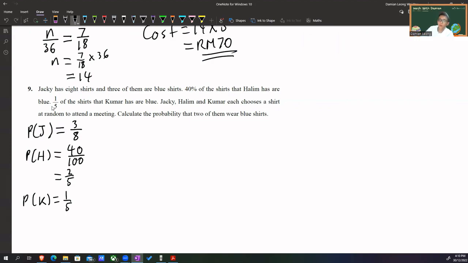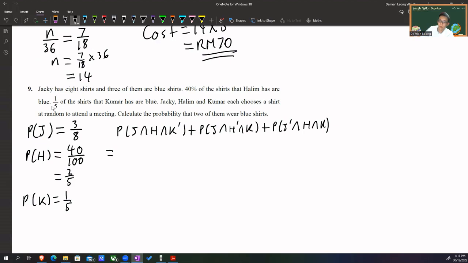So I want the probability that 2 of them wear blue shirts, which means exactly 2 of them. Exactly 2 of them wearing blue shirts means it can be Jackie and Halim wear blue shirt, Kumar doesn't. Or Jackie and Kumar do, Halim doesn't. Or Jackie doesn't wear blue shirt, Halim and Kumar do.